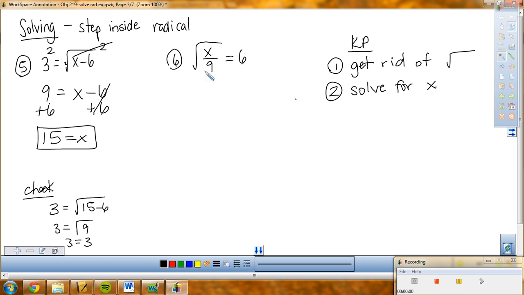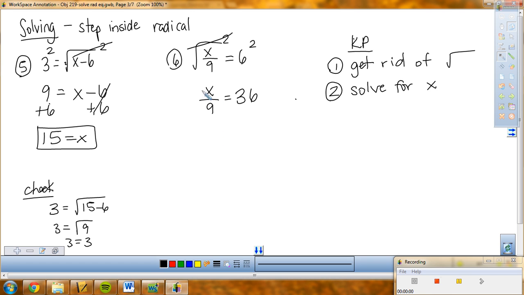There's a bunch of stuff going on under my root. That's fine. Let's just get rid of the root first. So to undo the root, I'm going to square it and square the other side. These are going to cancel each other out. So I'm left with x over 9 equals 6 squared, which is 6 times 6 or 36.